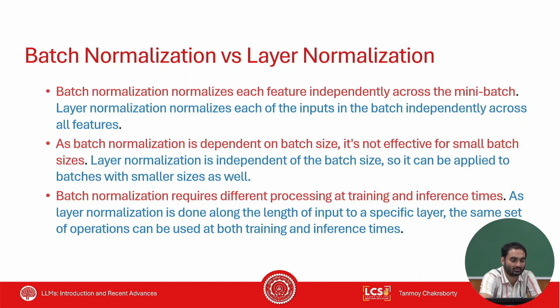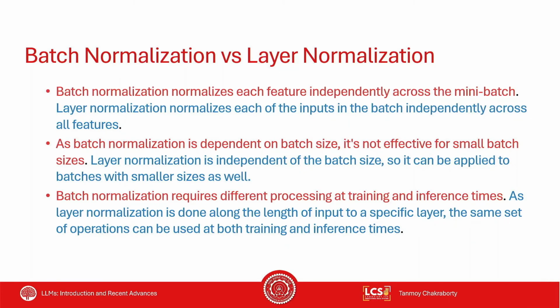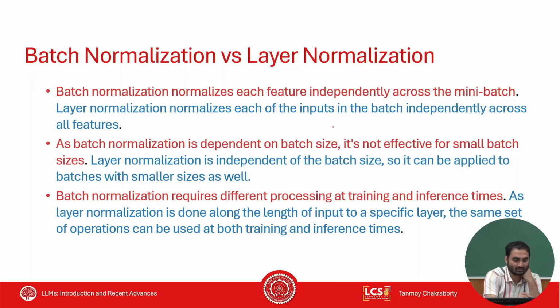Let's look at the difference between batch and layer normalization. What do you think? Batch, I already mentioned that. So in batch normalization, it normalizes each feature, or each element, each entry in the vector independently across the mini batch, right? And in layer normalization, we look at one input, and then we look at all the elements of that input, and we do layer normalization.